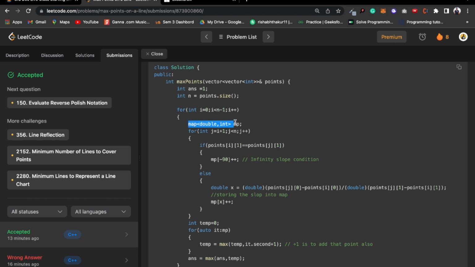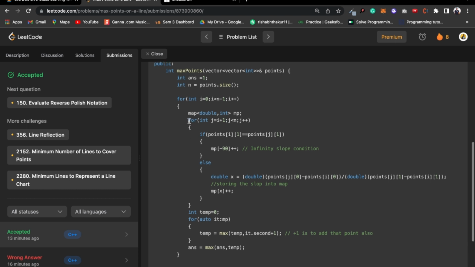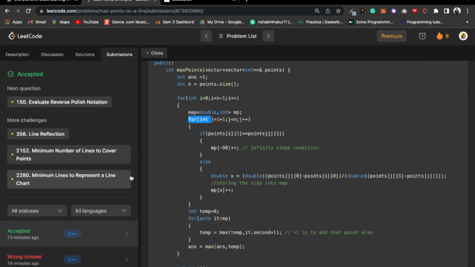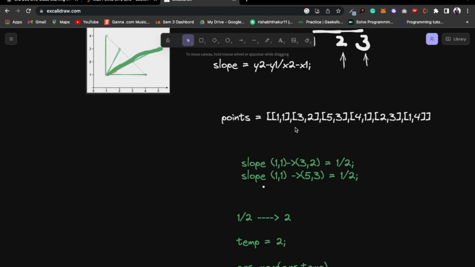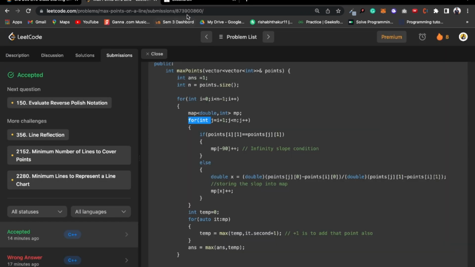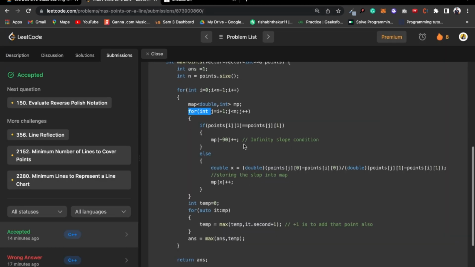Inside that for loop, I have declared a map. And inside that, I have again a for loop which is starting from i plus 1. The basic meaning is, if I'm starting i from here, I have to calculate this whole part because I have calculated this one. So no need to go backward again and again, because we have calculated it already. So I'll start j from i plus 1 until j less than n, and j plus plus.